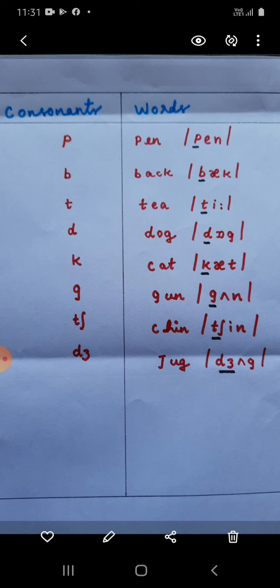So many other examples we can find out. For example, pin, P-I-N, pin, C-A-P, cap, then pluck, P-L-U-C-K, pluck. So many examples we can find out, and you can see the writing style also. While we are writing a word in phonetic symbol, we can see that we are placing that inside two slashes. So the word pen, you can see that P-E-N, pen.